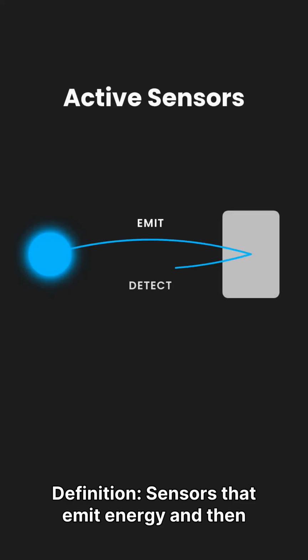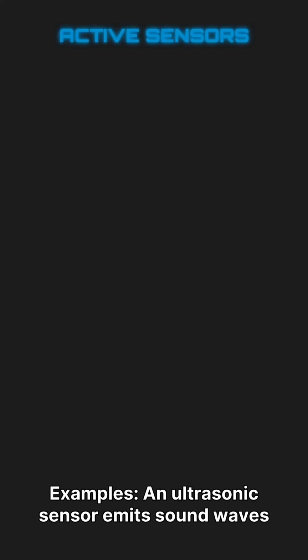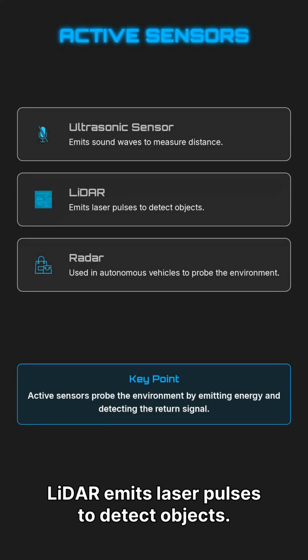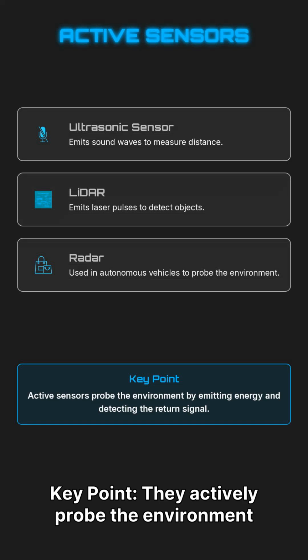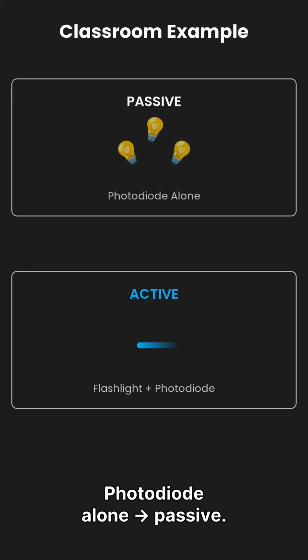Active sensors, definition: sensors that emit energy and then detect the reflected or returned signal. Examples: an ultrasonic sensor emits sound waves to measure distance. LiDAR emits laser pulses to detect objects. Radar in autonomous vehicles. Key point: they actively probe the environment to gather information. Picture this: a flashlight and a photodiode. Photodiode alone, passive. Flashlight plus photodiode, active.